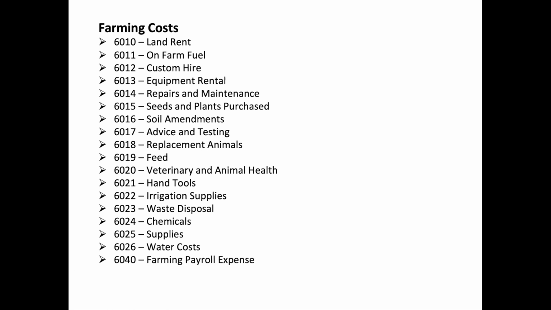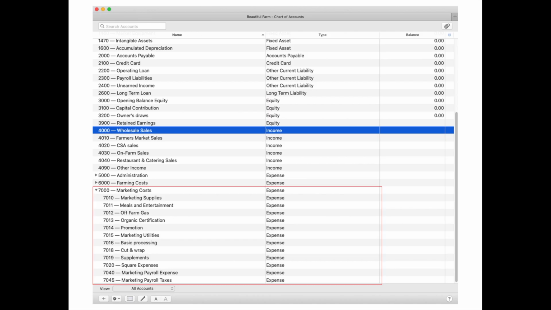Farming payroll expense is for payroll costs for farm labor to grow or raise crops or animals. Farming payroll taxes is for payroll taxes on the payroll expenses above. Finally, let's talk about expenses under marketing costs.